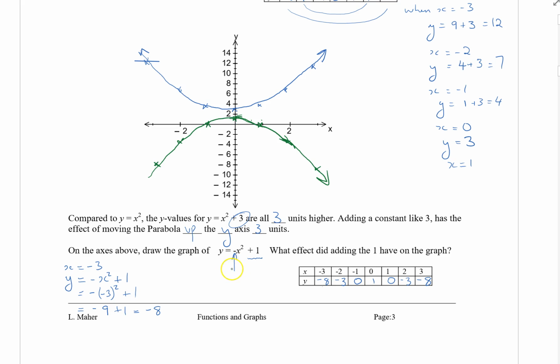So what's been the impact of these changes to the simple y equals x squared? The negative turned it upside down, and the plus 1, similar to what happened here. When we added 3, it pushed it up 3. When we added 1, we can see we've pushed the graph up 1.